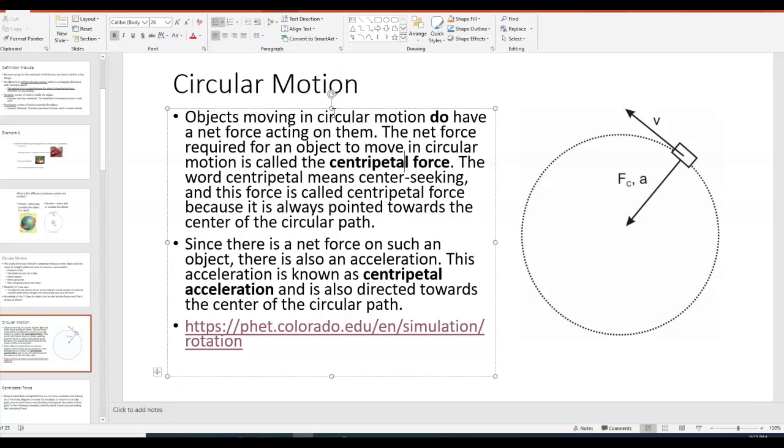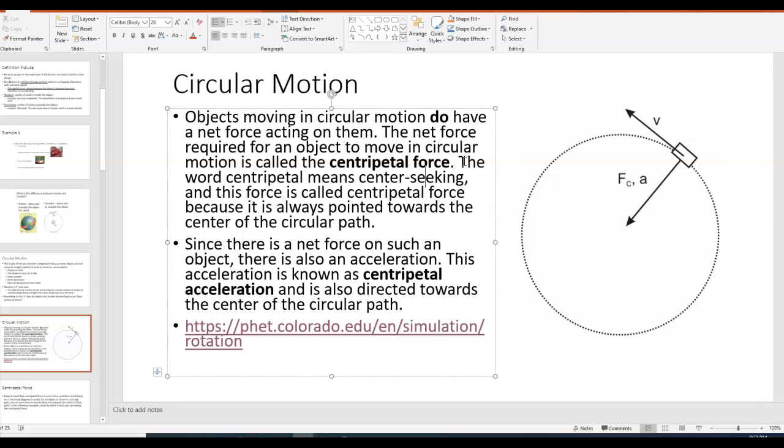Objects in circular motion do have a net force acting on them, and we call this net force the centripetal force. The reason it's called centripetal force is also important to know. The word centripetal means center seeking, always going towards the center. The centripetal force always acts towards the center of the circle. As the object goes around in a circle, the velocity is changing direction, and the centripetal force is also changing direction because it always readjusts to point directly towards the center of the circle.